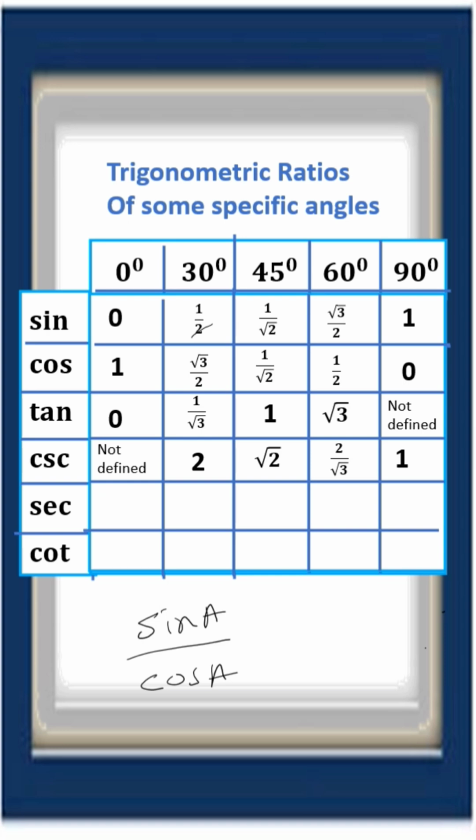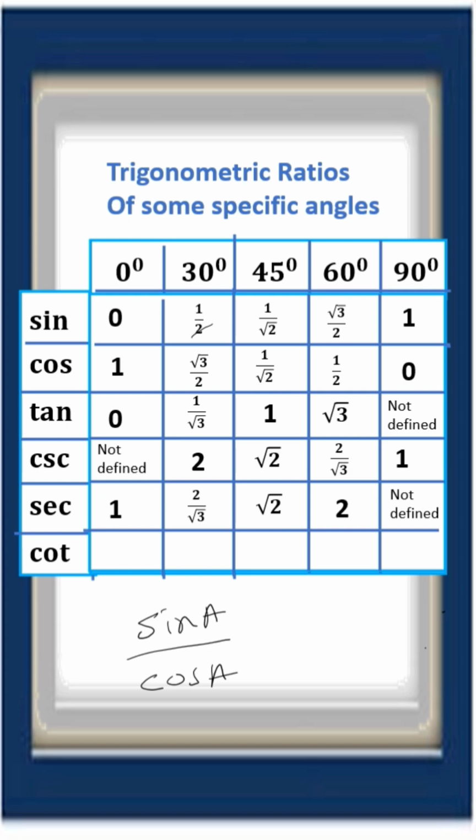The reciprocal ratio of cos A is secant A. Cos 0 is 1, so secant 0 is also 1. Cos 30 is root 3 by 2, so it is now 2 by root 3. Cos 45 is 1 by root 2, so secant 45 is root 2. Cos 60 is 1 by 2, so secant 60 is 2. Cos 90 is 0, so secant 90 is not defined.